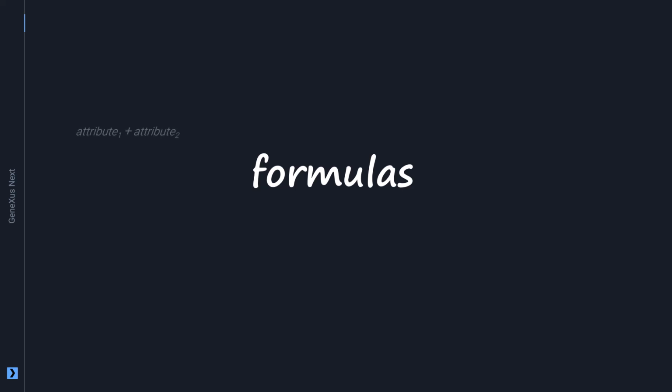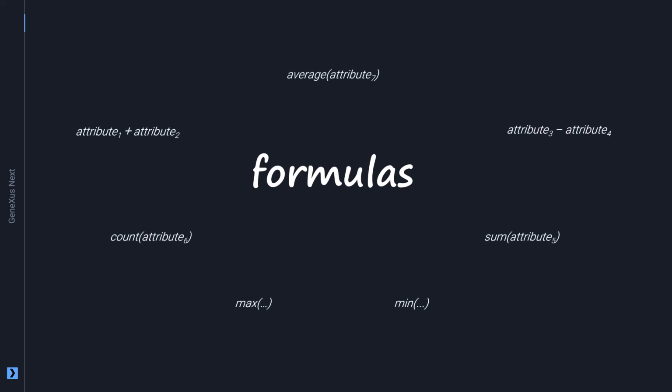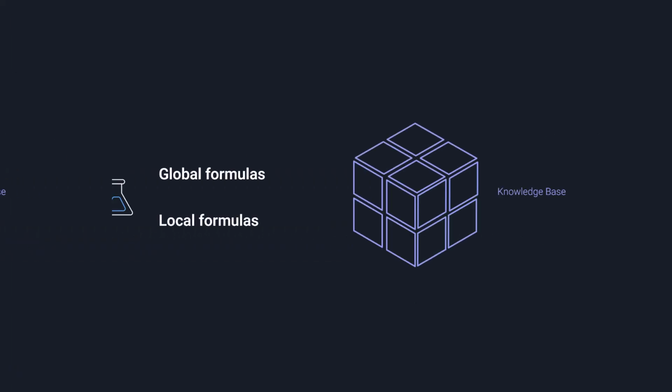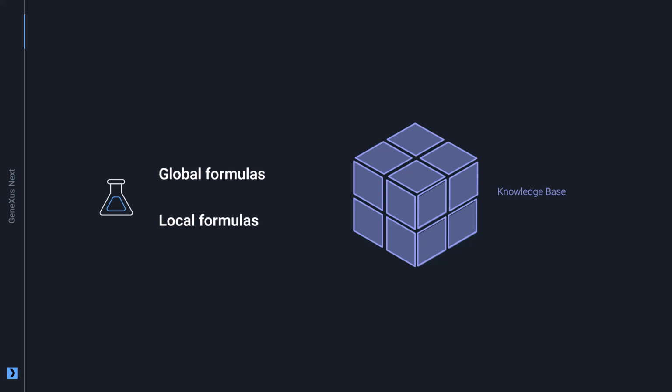Applications are often required to perform calculations involving the values of certain attributes, constants, or specific functions. For these cases, GeneXus Next offers to define formulas. There are different types of formulas. Global ones, which are included in the definition of an attribute and are accessible from the entire KB, and local formulas, which are defined in the object where they are needed and are only accessible within that object. In this video, we will focus on the global ones.